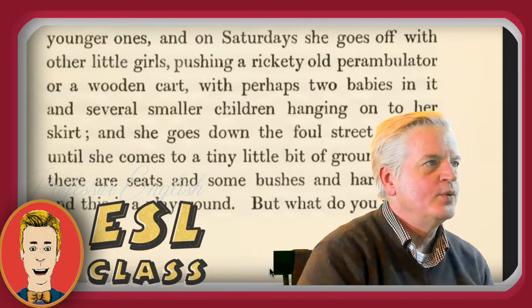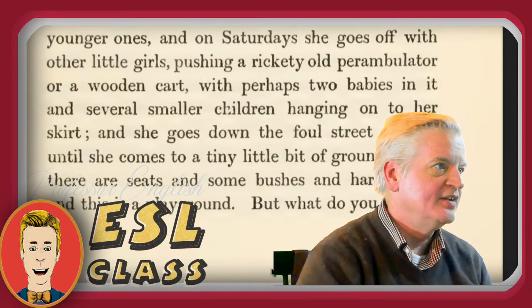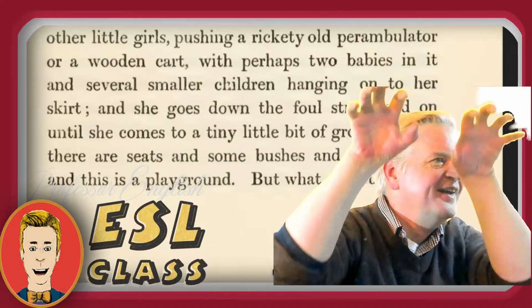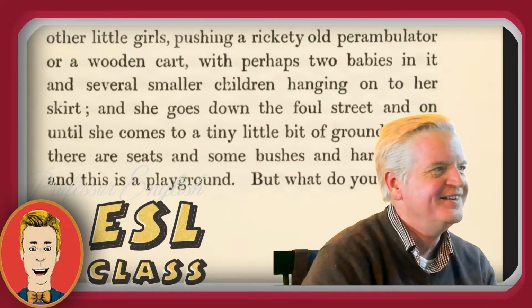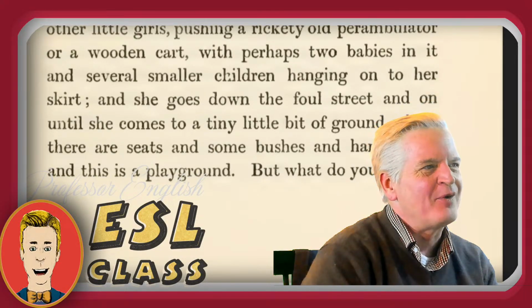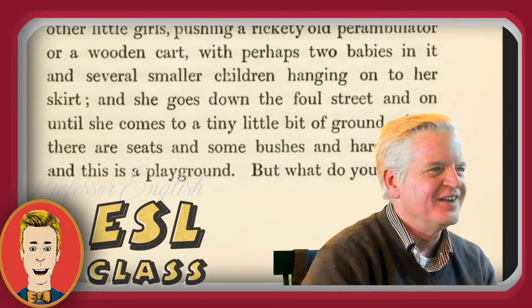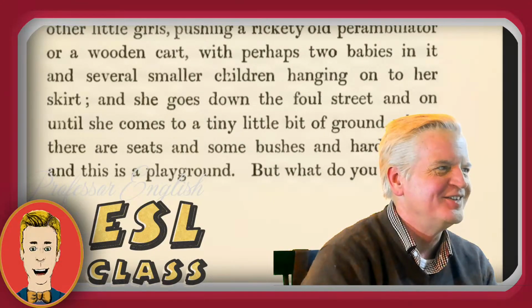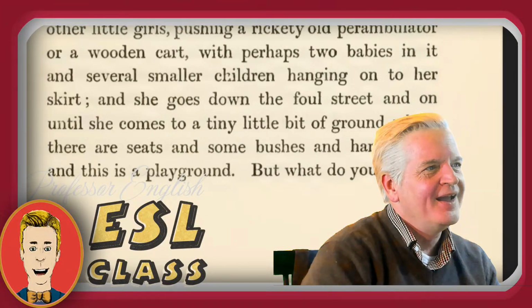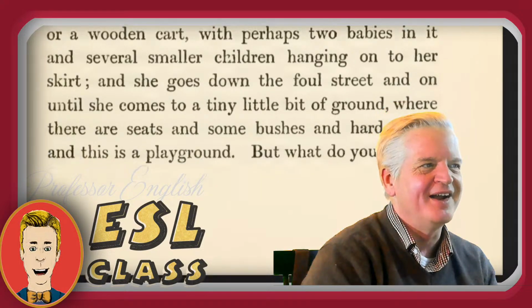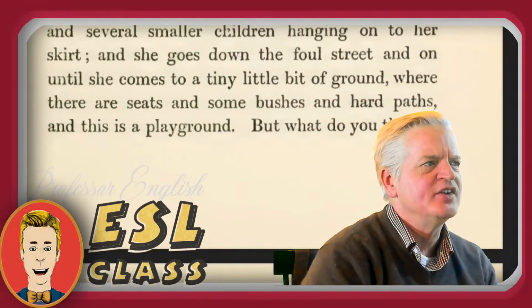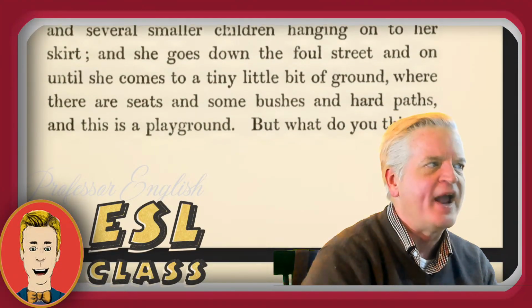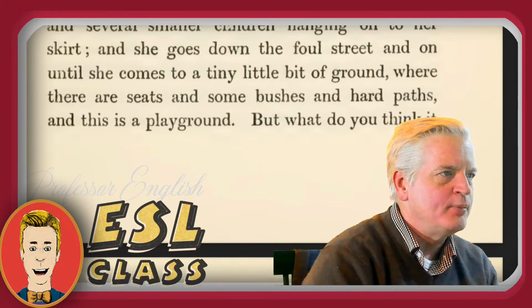Or a wooden cart with perhaps two babies in it and several smaller children hanging onto her skirt. And she goes down the foul street. Foul means like disgusting. She goes down the disgusting street and on until she comes to a tiny little bit of ground where there are seats and some bushes and hard paths, and this is a playground.